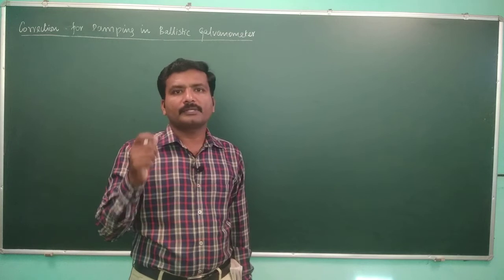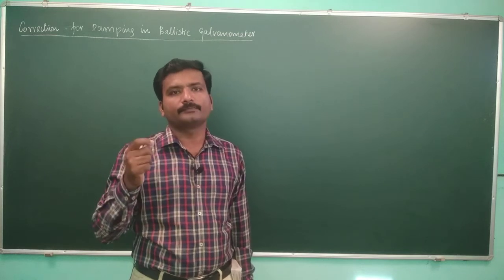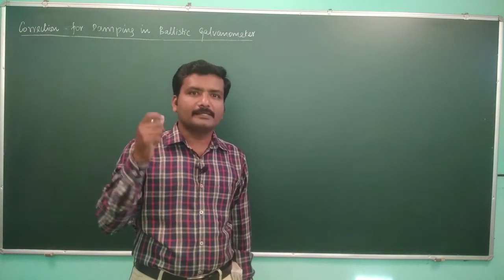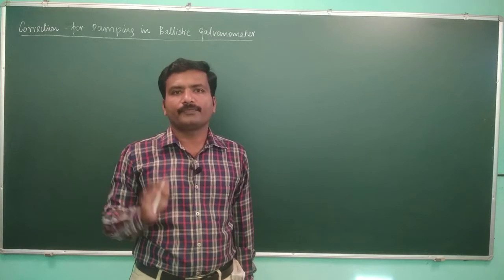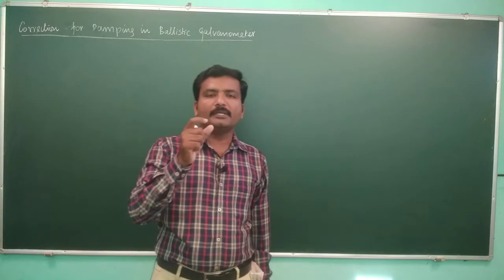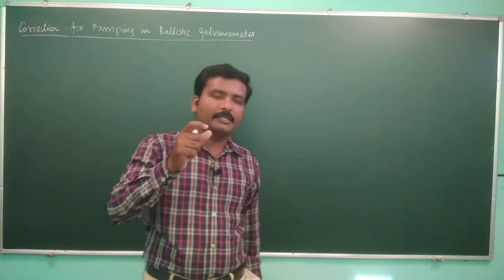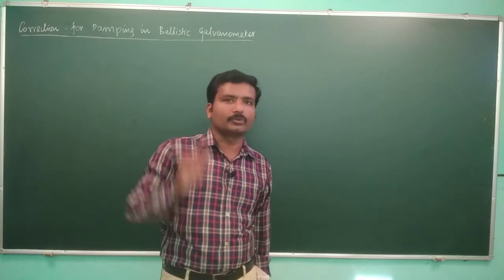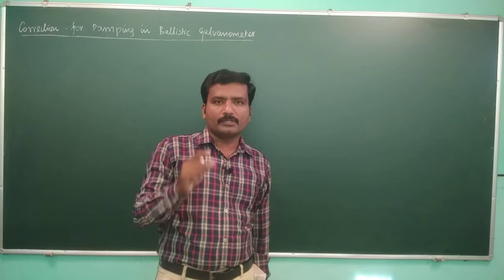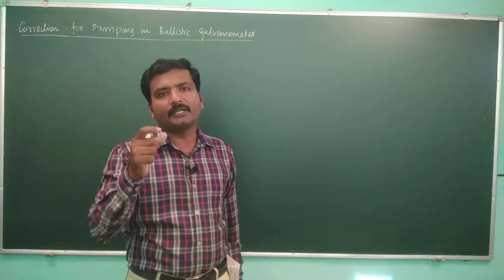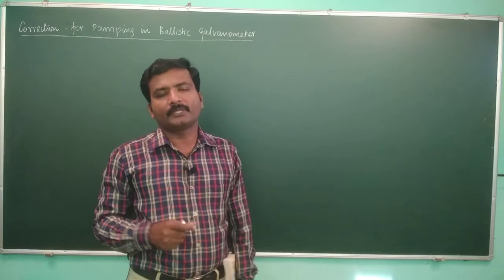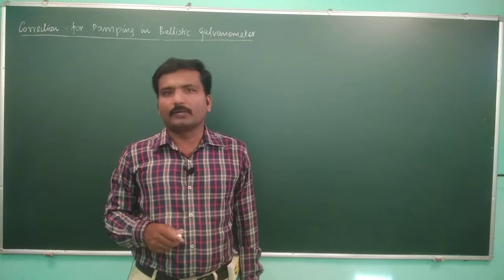The throw is not the actual throw. This throw is less than the original throw, so there is a decrement in the actually observed throw, and we need to make a correction factor in order to fit that decrement. That is what we are going to see now.